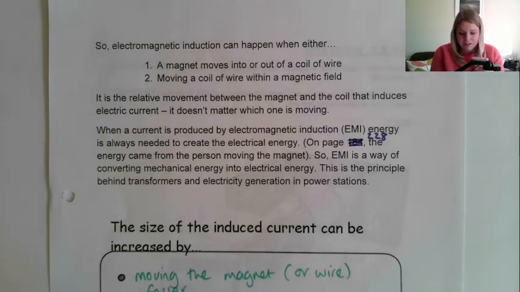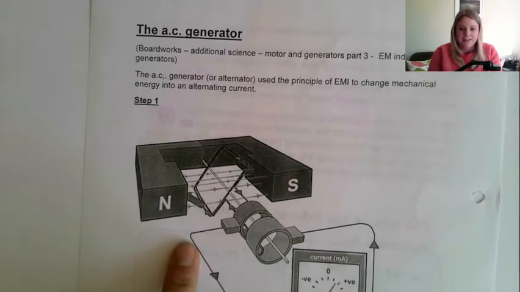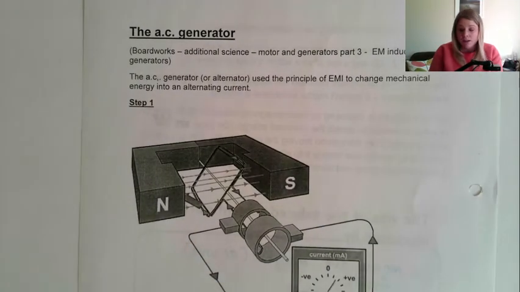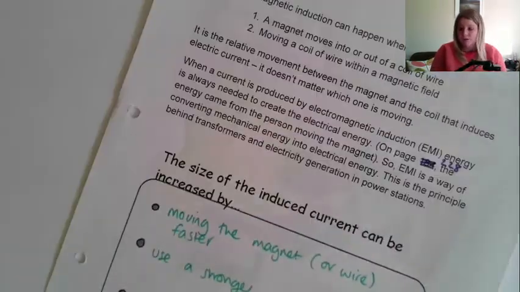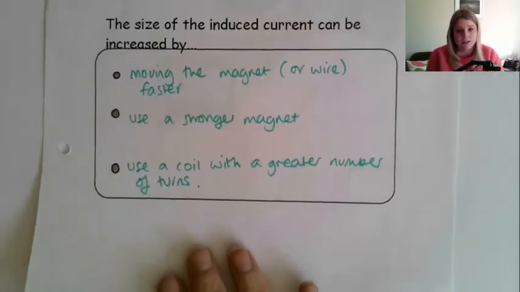So next lesson, I know we have to fill this in, don't worry, but next lesson we're going to look at the AC generator. So how this principle of electromagnetic induction can be used to produce electricity.